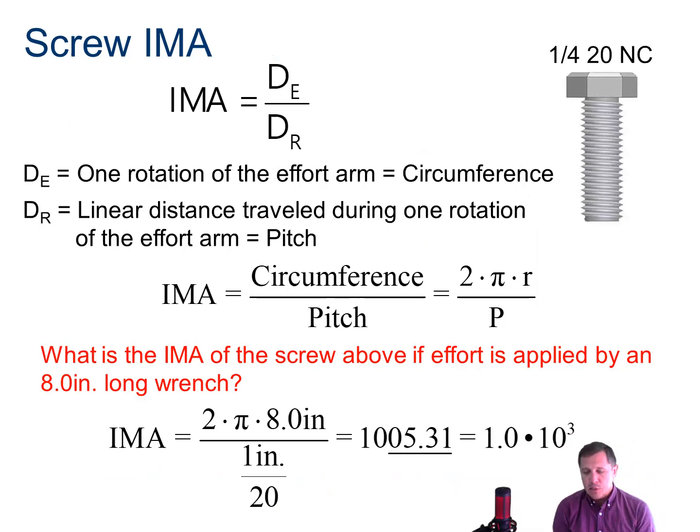The pitch is P. It's going to be whatever we get the pitch to be, like before it was 1/13 of an inch. So you're just going to do circumference divided by pitch to get the IMA of that screw. Notice the IMA of this bolt is 1,000. I know it's in scientific terms, but that's 1,000. That's a really, really high IMA. The AMA is not going to be as high. So let's look at the AMA for this.